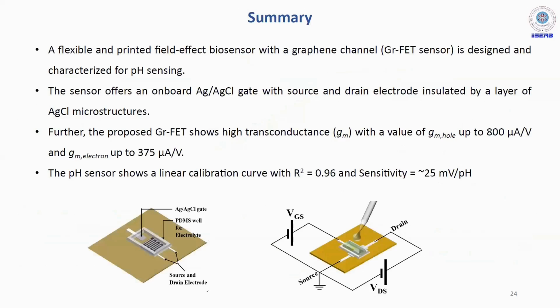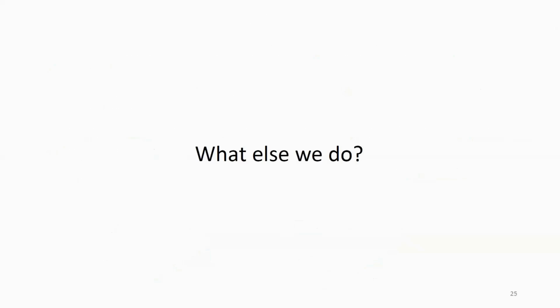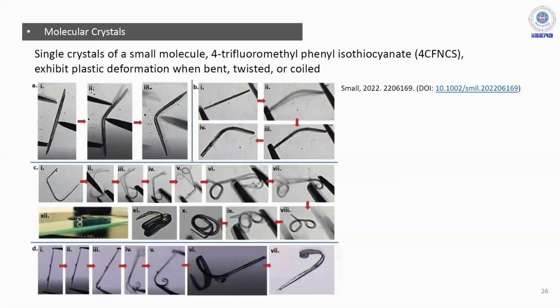So in summary, we developed two different types of FETs, one with interdigitated electrode, another with conventional FET structure. And in both the cases, we could achieve a good result in terms of sensing. Now I will briefly discuss what else we do in our lab. I will not go deep into the topics as we move forward.